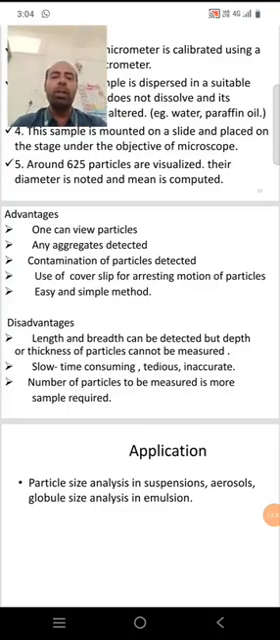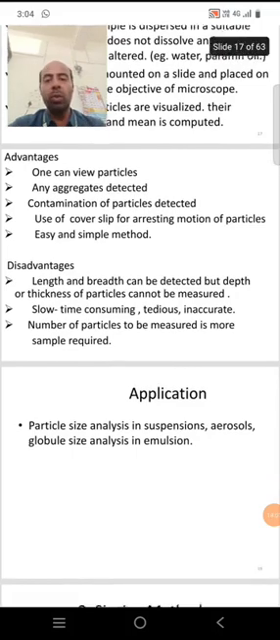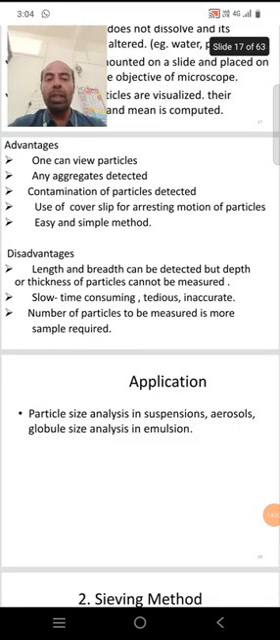Disadvantages: length and breadth can be detected but depth or thickness of particles cannot be measured. Slow, time consuming, tedious, inaccurate. The number of particles to be measured is more, so more sample is required.